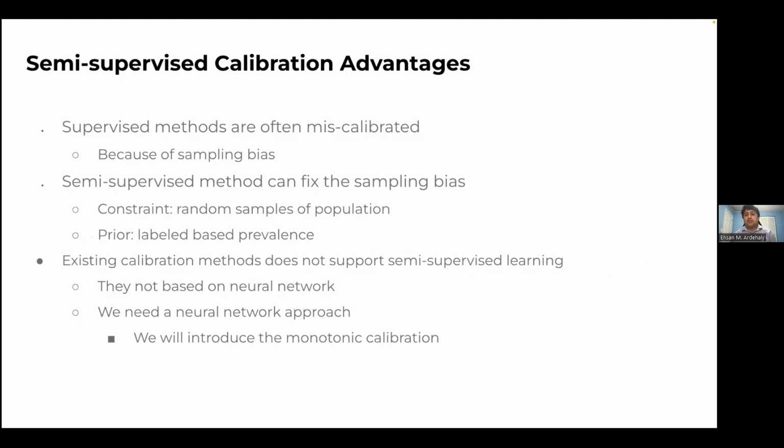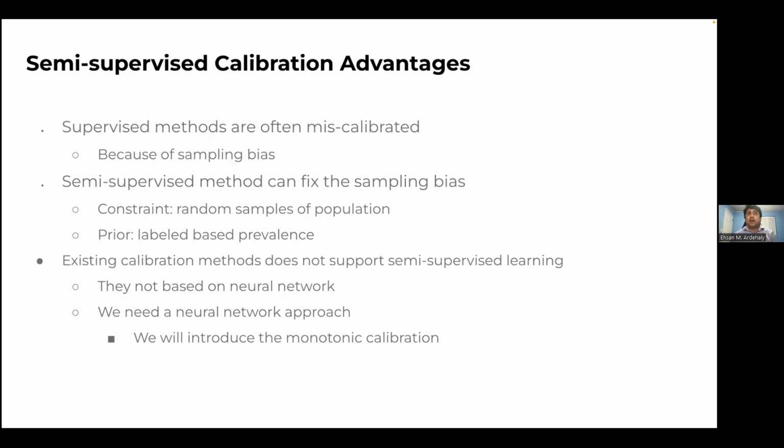So the advantage of using semi-supervised learning for model calibration is that supervised methods are often miscalibrated because of natural sampling bias in the training data. With semi-supervised learning, we can fix that bias. We can use the constraint of a random sample of the population that we want to calibrate on, and use the prior label-based prevalence as prior knowledge.